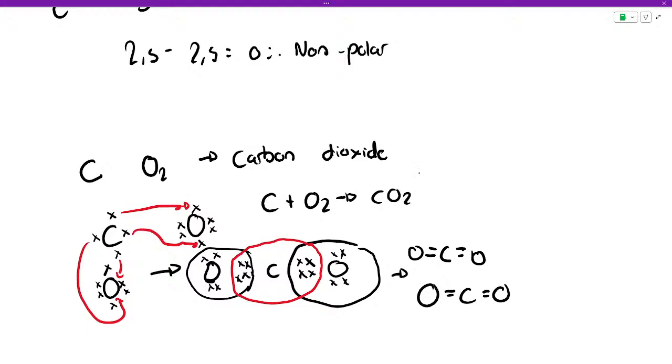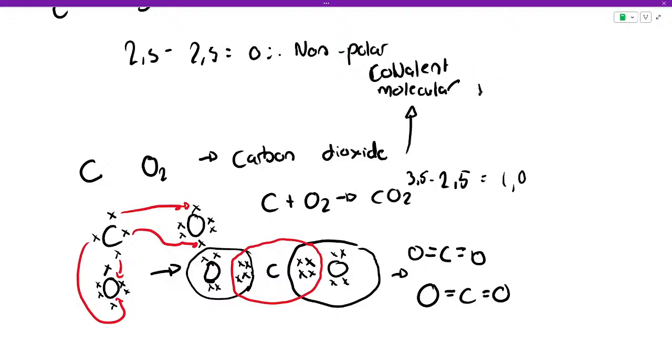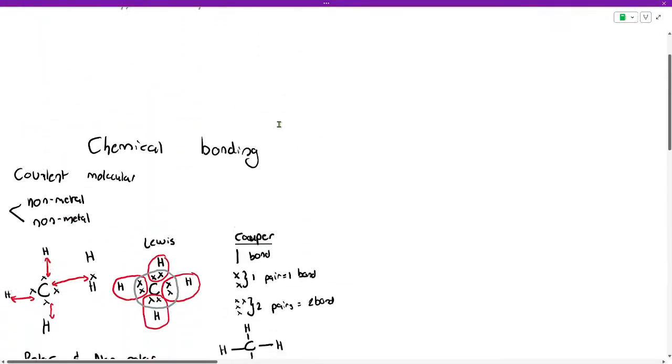If you want, you can put this. But if they ask you to identify this, what you have to say is covalent molecular. And so it's a covalent molecular. Now, is it polar or non-polar? Let's see. Carbon has 2.5 and oxygen has 3.5. So when you subtract this, you get a difference of 1. Therefore, it's polar. So if it asks you for the bond, this is what you do. If it asks you for a diagram, this is what you do. That's everything for this kind of bonding.